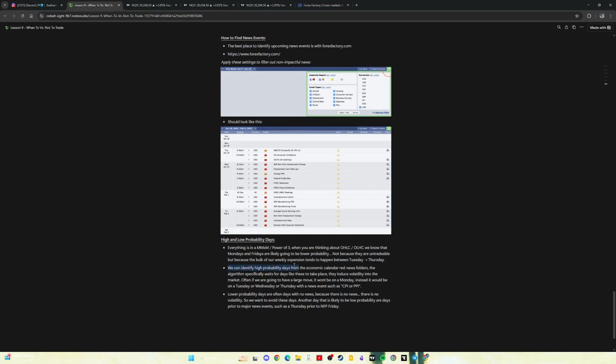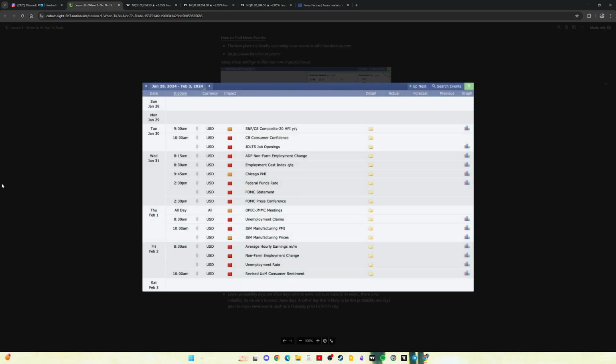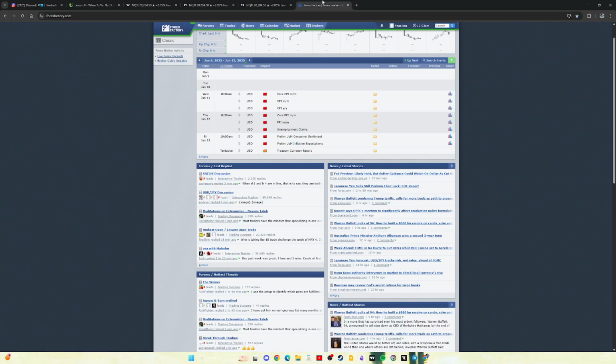So we can identify days from the economic calendar, read for the news, and we know that the algorithm specifically waits for days like these to take place. They induce volatility into the market, often because we're going to have a large move, and it won't be on Monday. So a week like the one I'm showing here would be Monday, Tuesday. Very obviously, we're not going to see very large expansion. We might, but we're not guaranteed. We're only going to be focused on the 9:30 open.